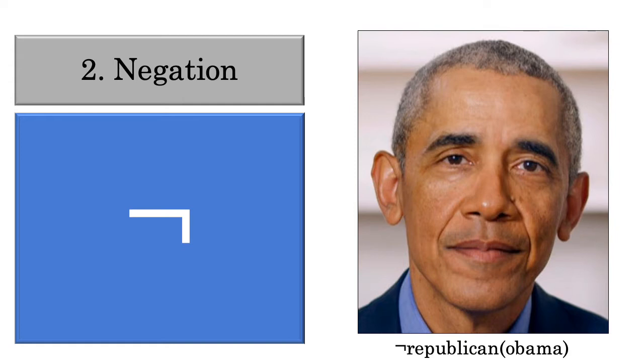Note that in English, we can express this sentence in first-order logic in a multitude of ways. So we could say Obama is not a Republican. We can say it's not the case that Obama is a Republican, it's false that Obama is a Republican, it's absurd to think that Obama is a Republican, etc.